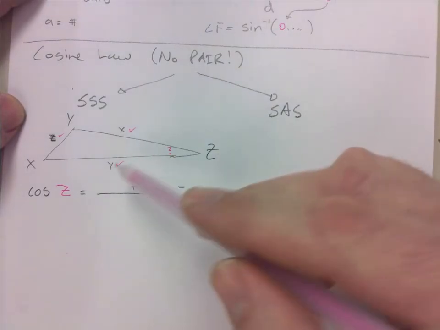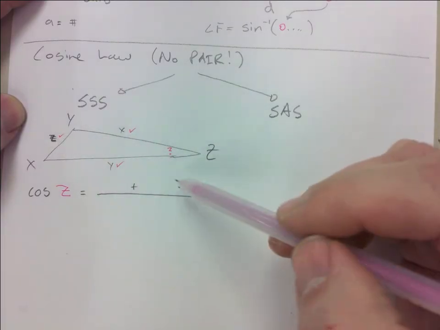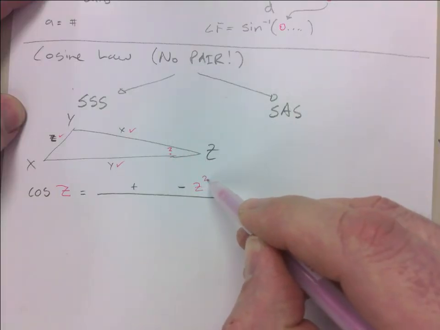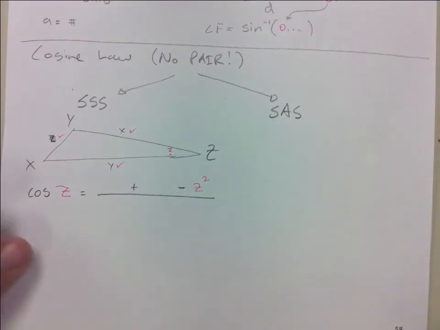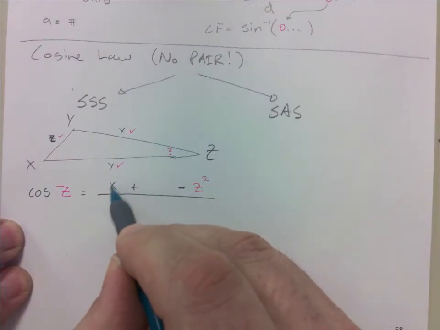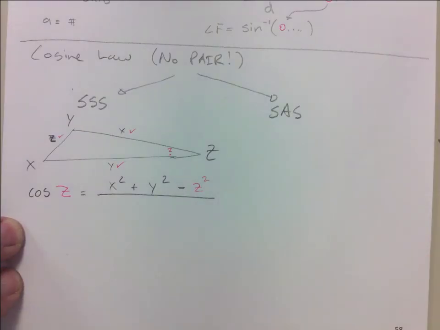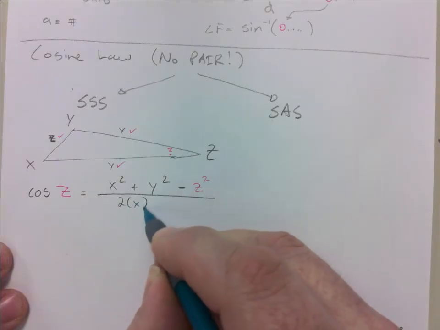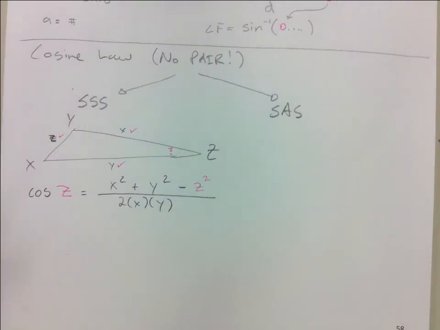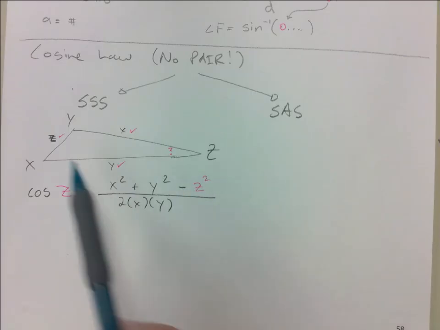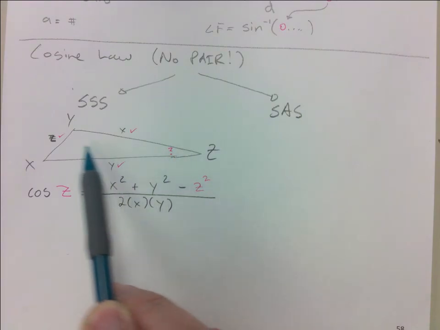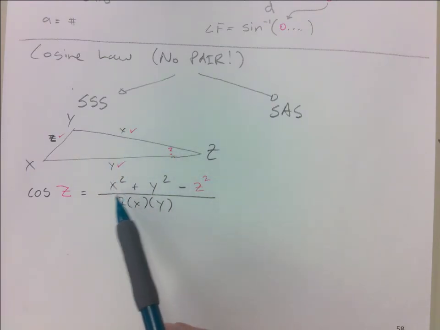Which number goes in here out of the three? Which one are you going to grab to put over here? Z. Yeah. Z squared. X squared, Y squared. 2 times X times Y. So Z needs to be back here, right, that side length, so you can solve for that angle that's across from it. And so the other two sides fill in the rest.